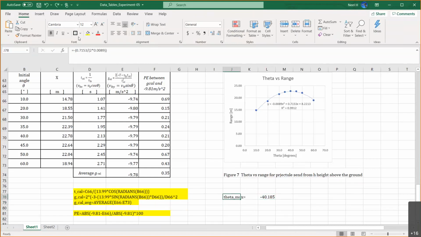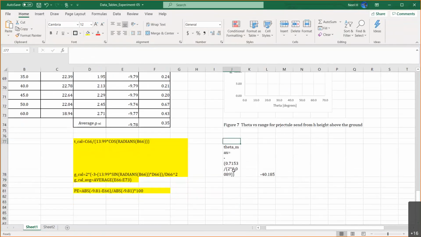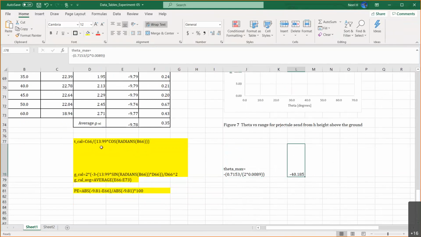Okay, that should change a little bit. Okay, now it's good. Okay, any question? Okay, that's the function I use there. Okay, now you can see it clearly. Okay, any question?